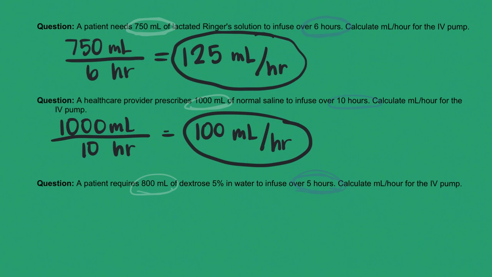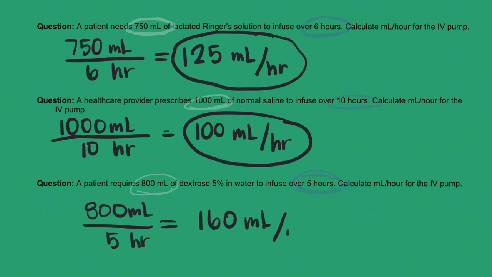If you are a visual learner, try to imagine that bag of IV fluid and how it would just slowly go in through the IV pump over that time. So let's start with our total volume, 800 milliliters, and our total time is 5 hours. We can simplify this, 800 divided by 5, and that is 160 milliliters per hour.